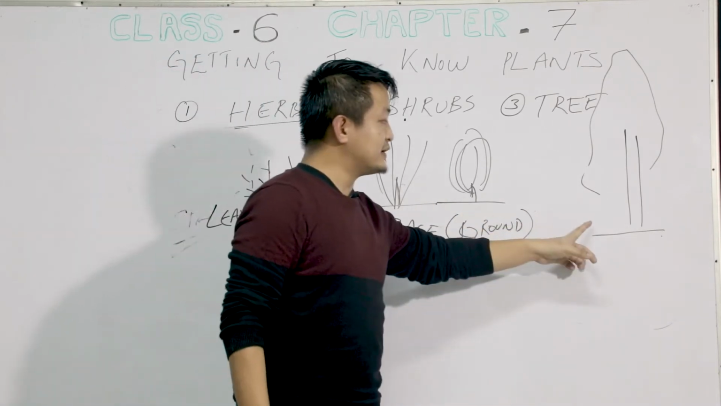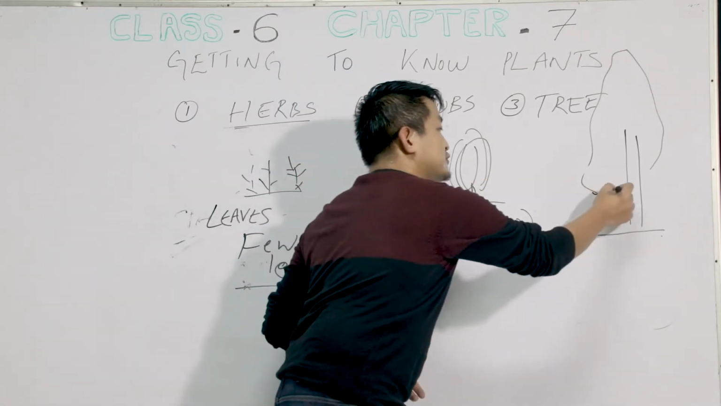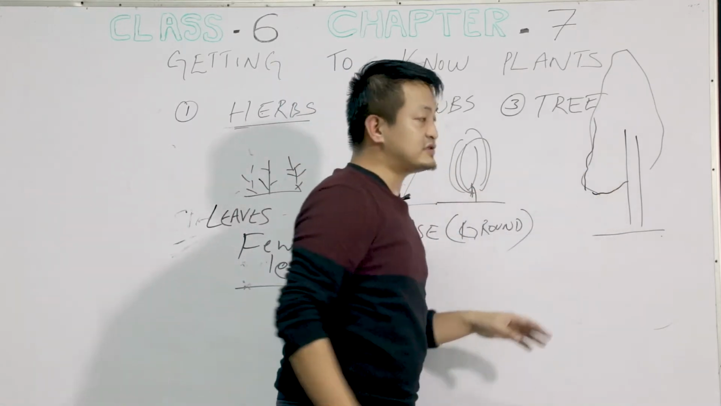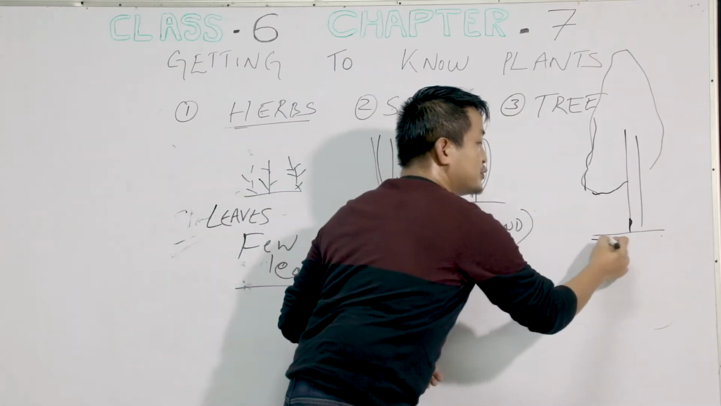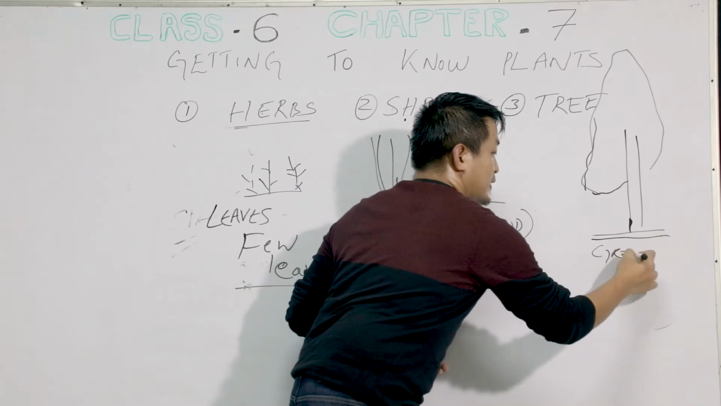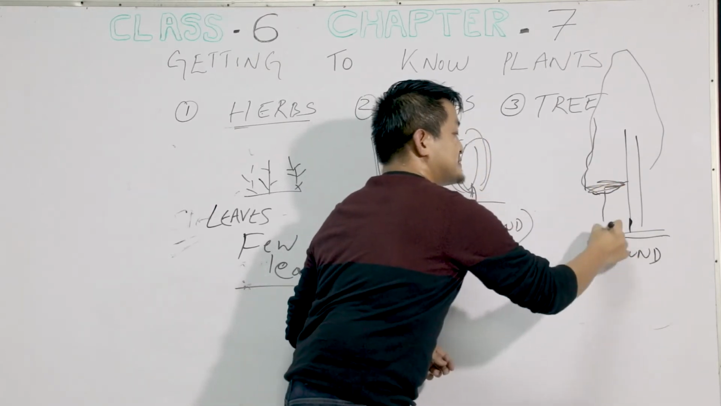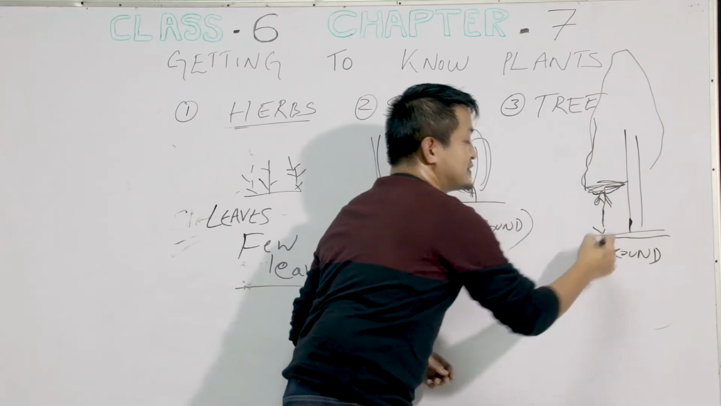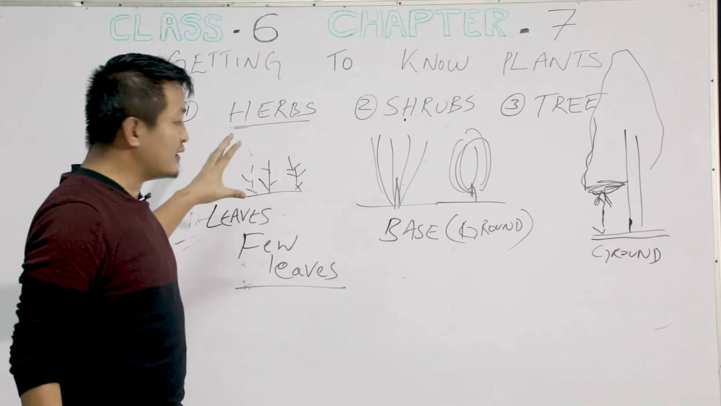Now what about the tree? For the tree, you'll see the branches are far apart from the ground. The distance between the ground and the branches is wide. You'll see the difference. So this is about the leaves.